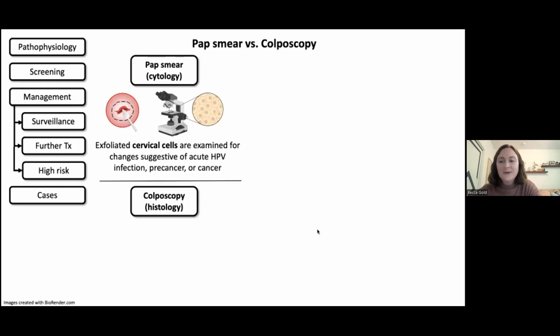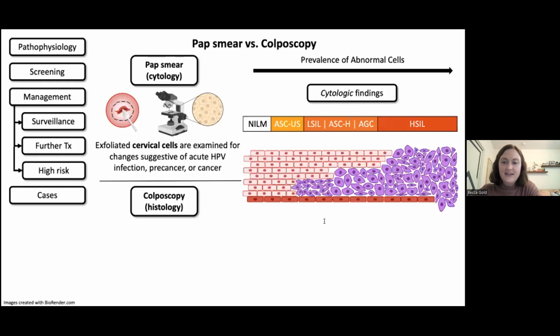So some possible cytology results that you might receive, and I'm going to try to order these roughly in the order of increasing prevalence of abnormal cells. You might receive a result of negative for intraepithelial lesion or malignancy, atypical squamous cells of undetermined significance or ASCUS, low-grade squamous intraepithelial lesion or LSIL, atypical squamous cells, can't rule out a high-grade squamous intraepithelial lesion or ASC-H, or atypical glandular cells, and then finally high-grade squamous intraepithelial lesion.